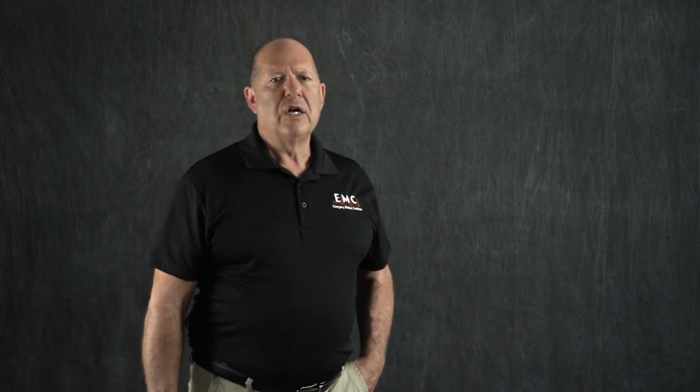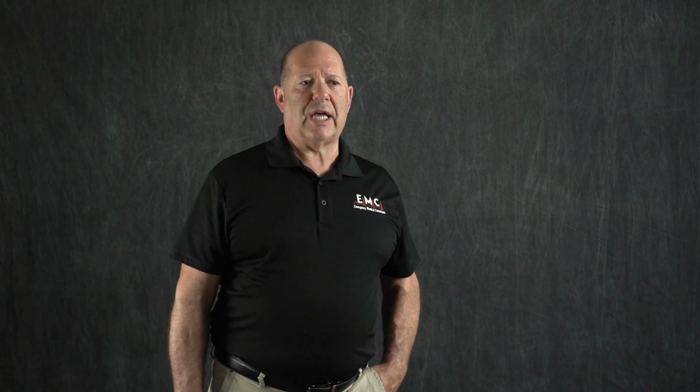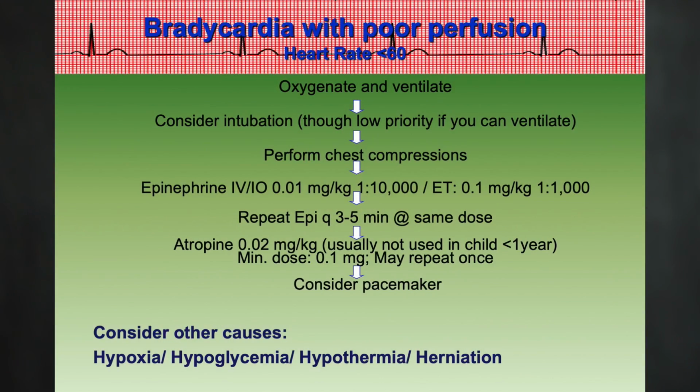When we talk about bradycardia, we look at bradycardia in the cardiopulmonary failure section of this. But remember, here's what we say. If the child has a heart rate of less than 60 and they're showing signs of poor perfusion, that is, they are not awake and alert, they have decreased consciousness, poor perfusion, low blood pressure, we should oxygenate and ventilate them first before we think about any IV medications.